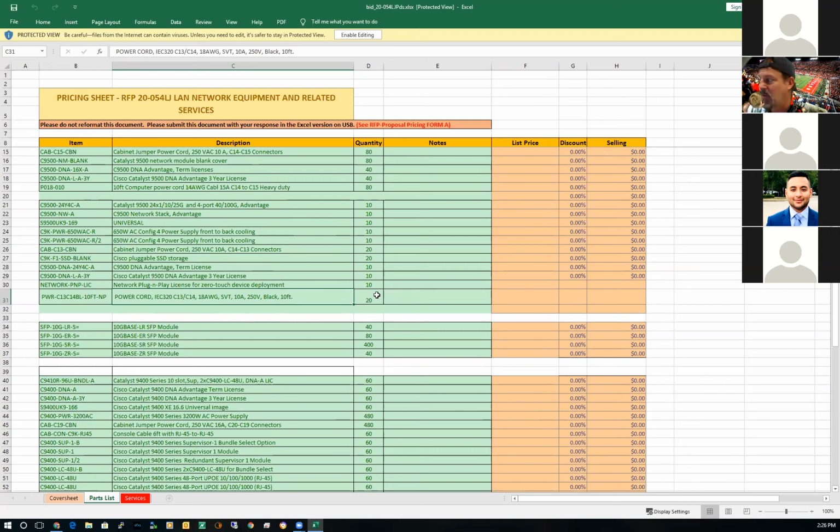Now, I don't know if that means they want 20 extra, or are they just asking for 20 power cords to fit with these devices here, like maybe that, I don't know. But that would be one of those things where you may not need to give them a price on that because it's supposed to be included. In fact, they don't even have a selling price over here. They're kind of saying, hey, this needs to be in there with it.